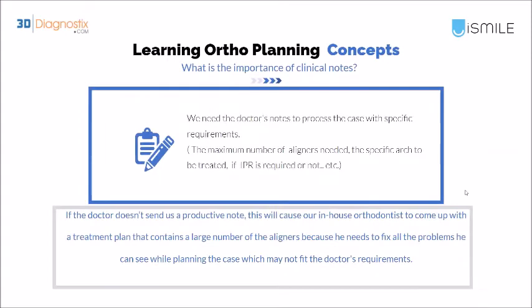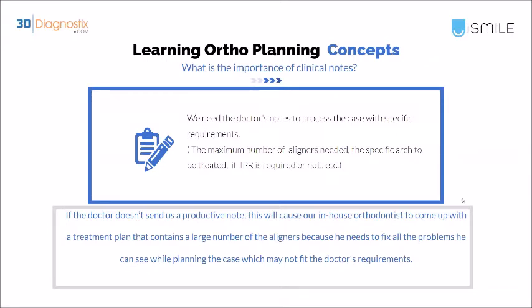What is the importance of the clinical notes? We need the doctor's notes to process the case with specific requirements. For example, we need to know the maximum number of aligners needed for this case. If you want to treat a specific arch, either the maxilla or the mandible, or even both. If you'd like to have any IPR in this case, IPR stands for interproximal reductions, or if you want to have engagers or attachments in this case, any kind of instructions would help us during our processing.